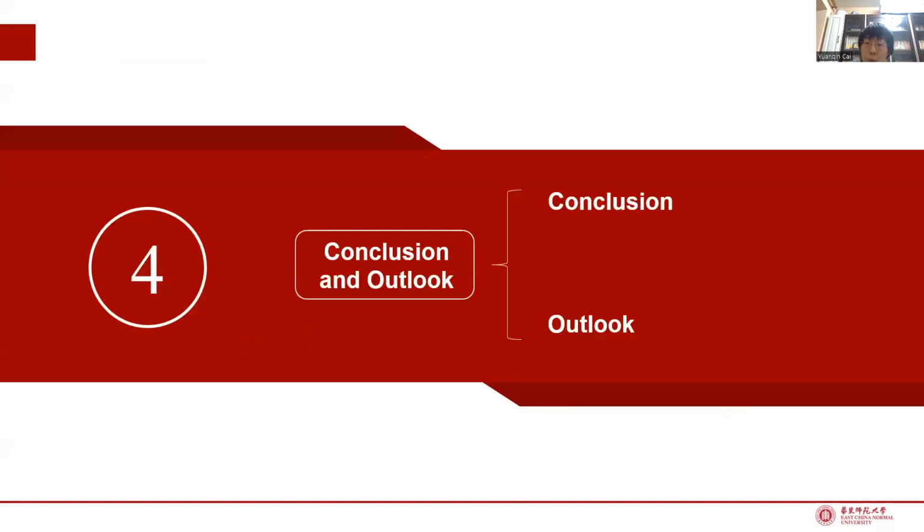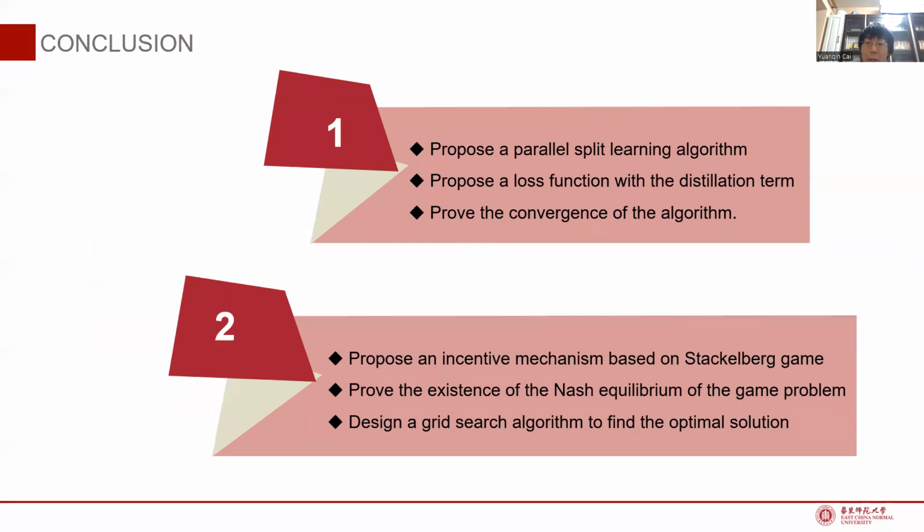The last section concludes the paper. This paper proposes an efficient parallel split learning algorithm. The algorithm does not keep the synchronization of model parameters on mobile devices, but uses knowledge distillation to learn the knowledge of other mobile devices. Besides, an incentive mechanism is designed to improve the accuracy of the model in the case of non-add data.